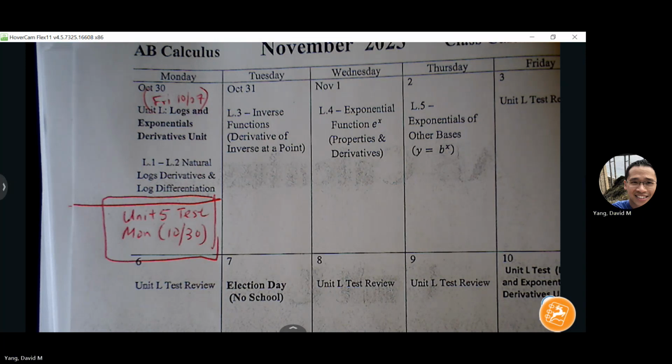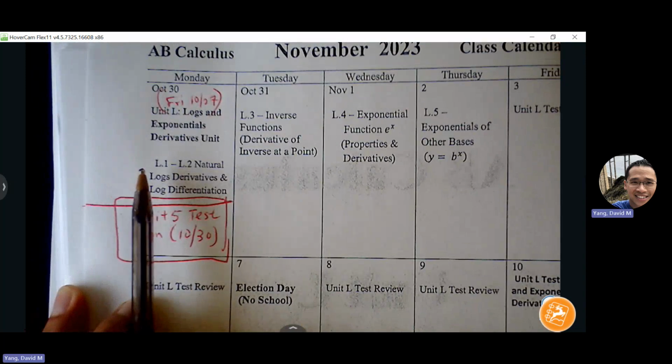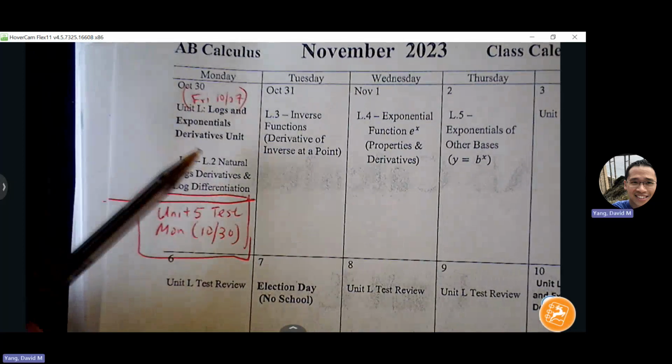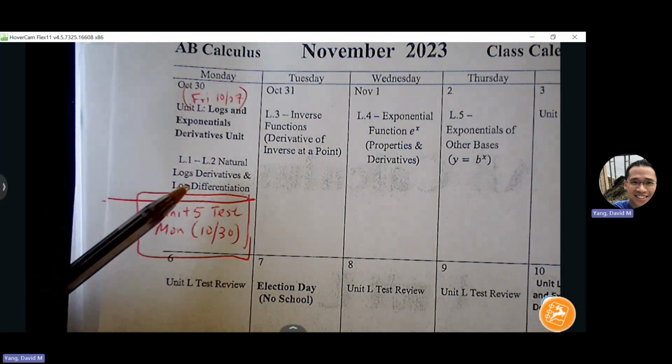But hopefully having some additional days, you guys will feel really good about being ready for Monday's test. So the calendar is on the second page of your packet. So I printed this out before I made the change to the schedule.